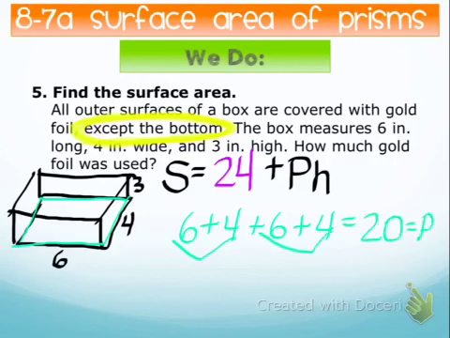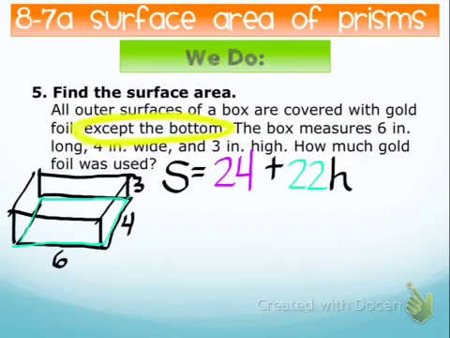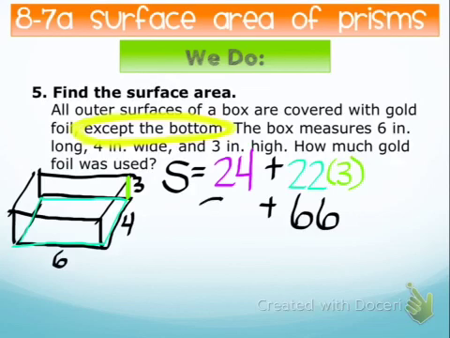So I'm going to substitute that in for my P. And finally, we've got to substitute our height. So on our drawing, we've got a height of 3. So I'm going to substitute a 3 for this. And now we just need to simplify. 22 times 3 is going to give us 66. And I'm going to bring down 24. And 24 plus 66.